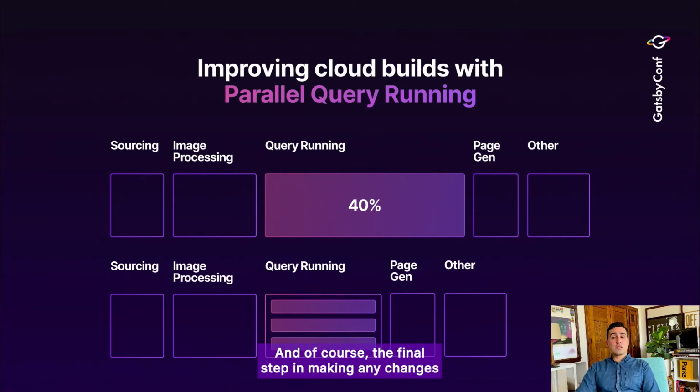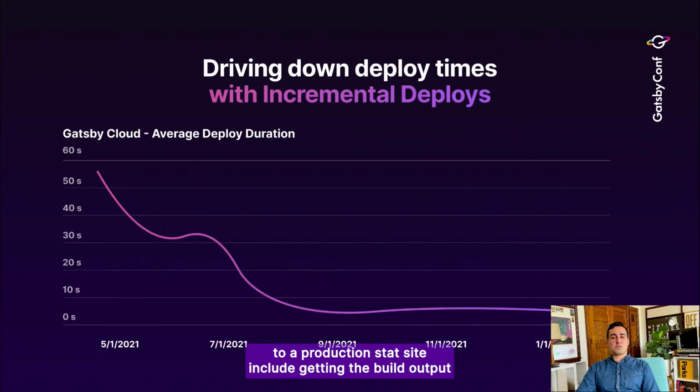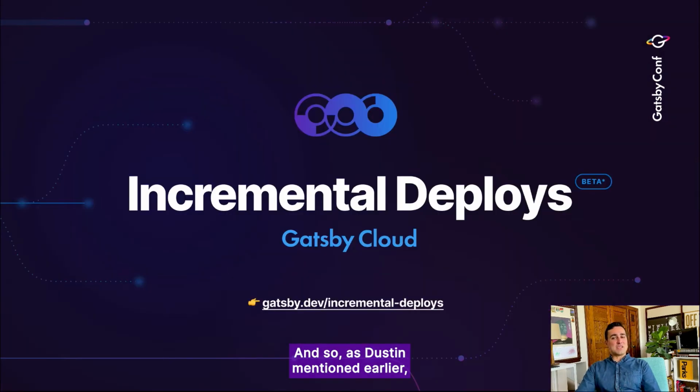And of course, the final step in making any changes to a production static site include getting the build output deployed on your edge network or your CDN. The reason we built an edge network for Gatsby Cloud last year was that we heard time and time again that third-party providers could be unpredictable based on their API stability or load at any given time. And so, as Dustin mentioned earlier, we're so excited to release an initial look at incremental deploys today, which make deployments on Gatsby Cloud even faster.